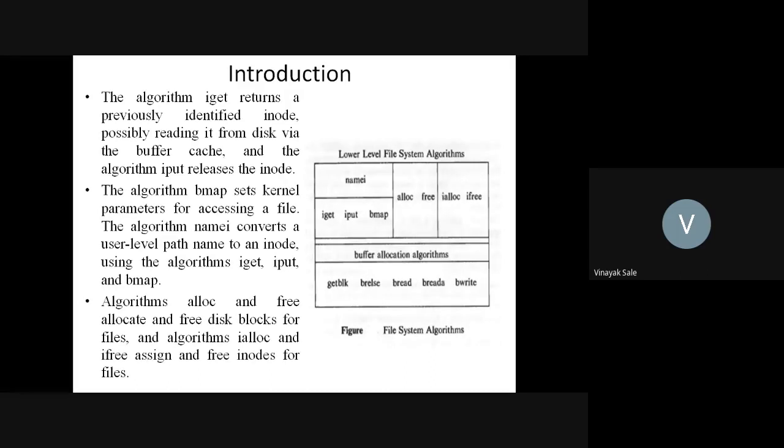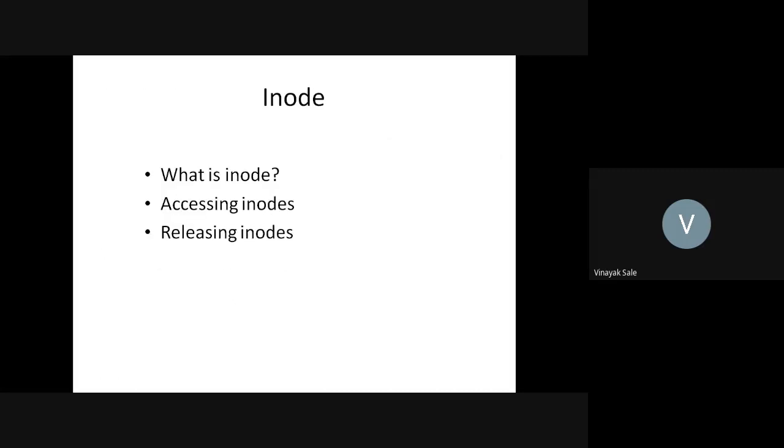Similarly, the algorithms alloc and free allocate and free the disk blocks for files. Algorithms ialloc and ifree assign and free inodes for files. So in this section we are going to see what is an inode, then accessing inodes and releasing inodes.